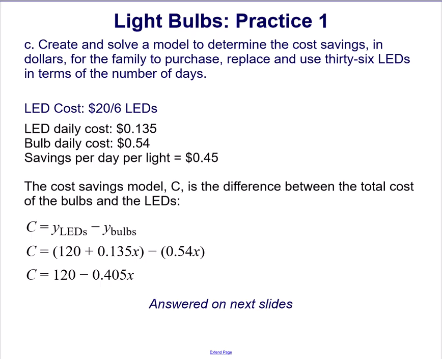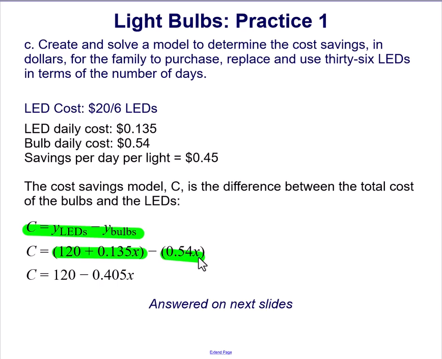Now we're going to move on to where we're going to calculate the cost savings model, which we're going to call C, and that is going to be the difference between the total cost of the bulbs and the LEDs. So this is going to be important. Let me get my highlighter out here. It's going to be C is equal to Y with a subscript of LEDs minus Y with a subscript of bulbs. Now, Y with the LEDs, that is going to be 120 plus 0.135x. And the bulbs is going to be 0.54x. So we're going to subtract those two.